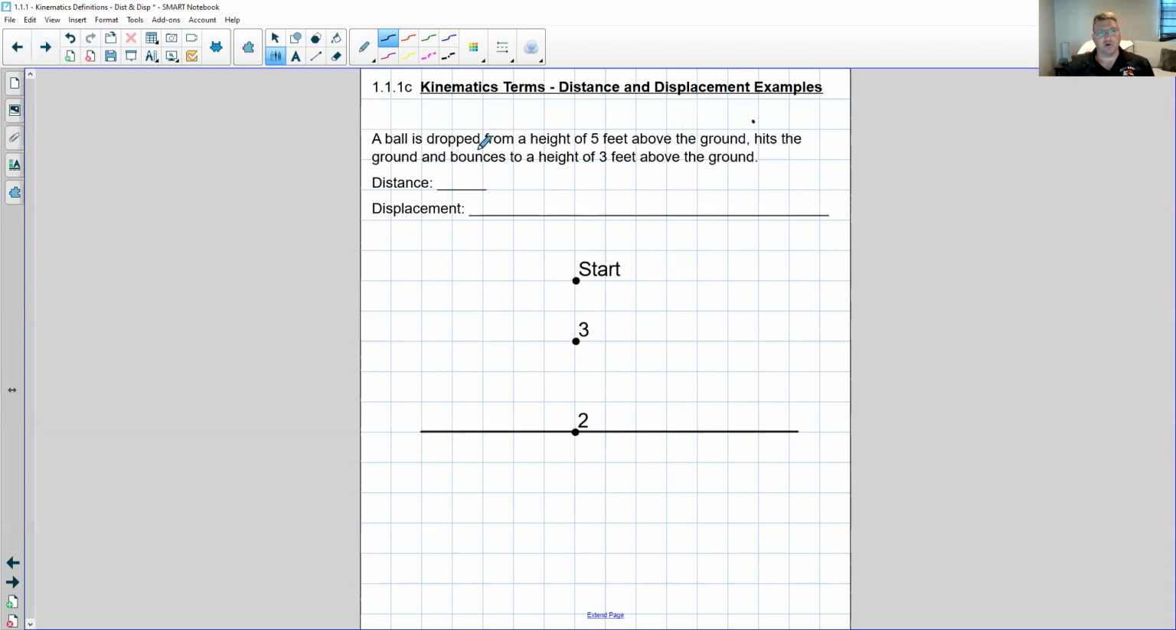All right, so a ball is dropped from a height of 5 feet above the ground, hits the ground, and bounces to a height of 3 feet. So our distance traveled is clearly 8 feet. We went down 5 feet and then back up 3 feet. Now, what's our displacement? Well, if we're calling the starting point 0, then our final displacement graphically we could see is 2 feet below the starting point.